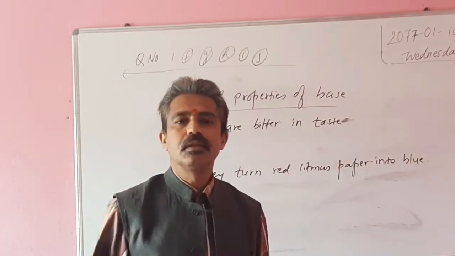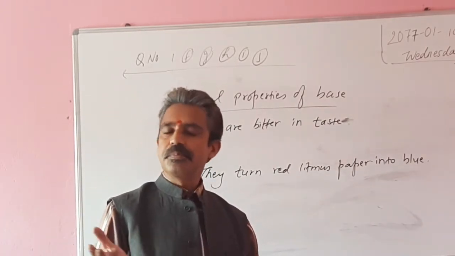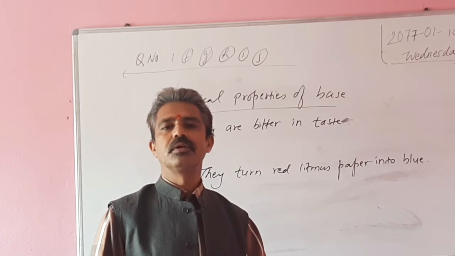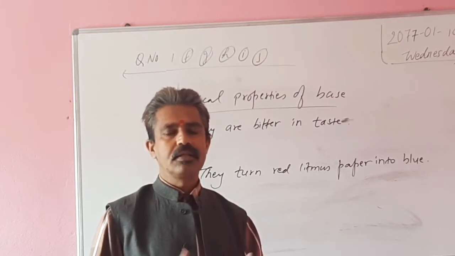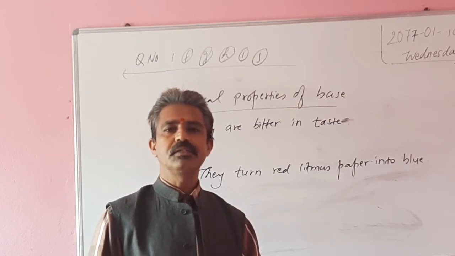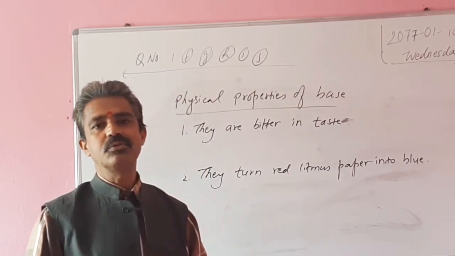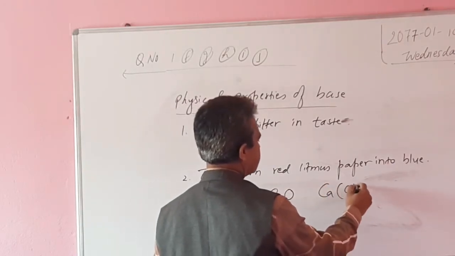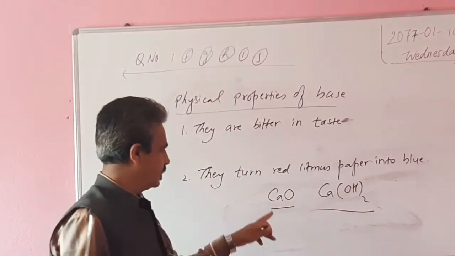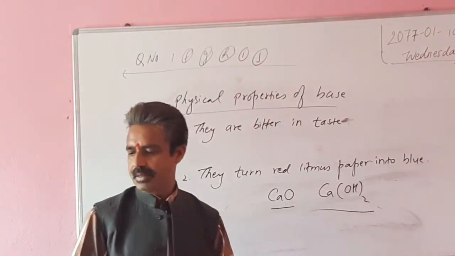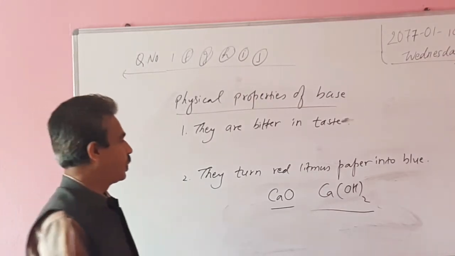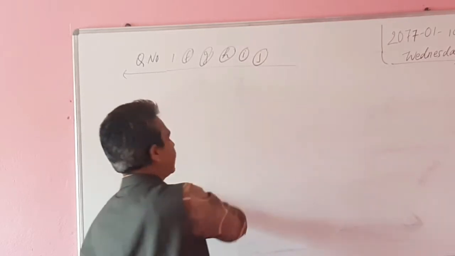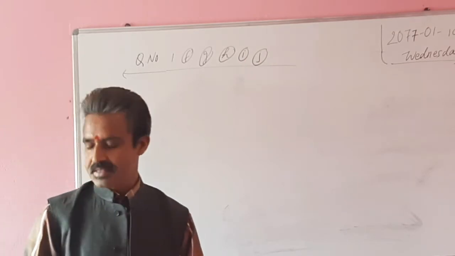By the way, can you define the bases? Very simple. Bases are the oxides or hydroxides of metals, which react with acid and form salt and water. Can you give an example? Calcium oxide, calcium hydroxide. These are bases. Oxide of metal, hydroxide of metal. The next thing, a water soluble base is called what? Alkali. They are very strong bases.